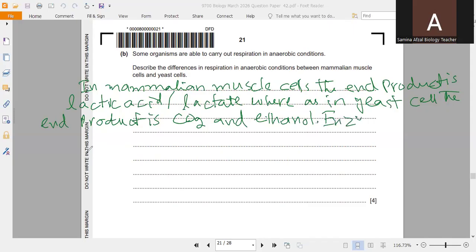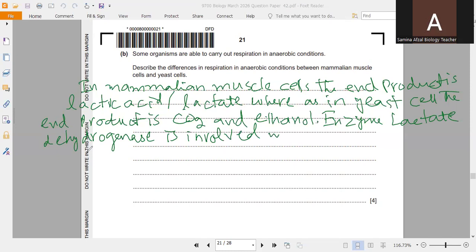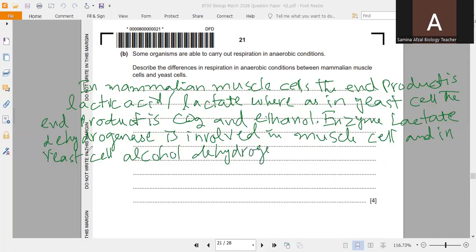Enzyme lactate dehydrogenase is involved in muscle cells and in yeast cell, alcohol dehydrogenase.